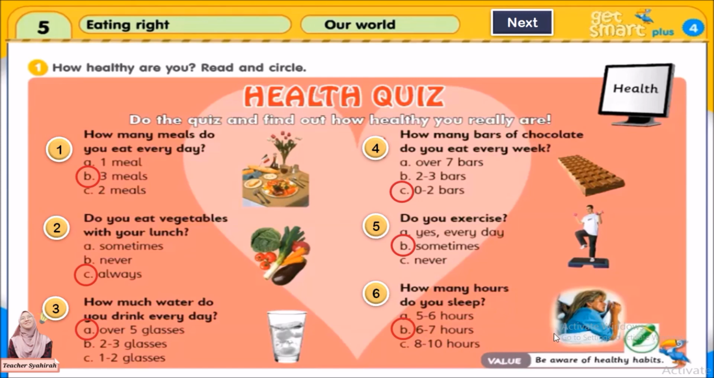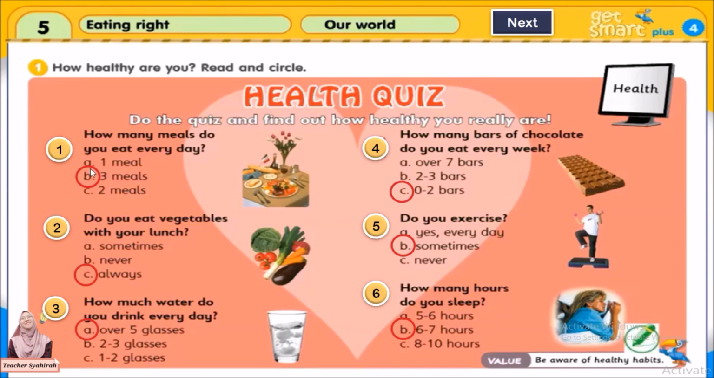Alright, so the value of this quiz. Okay, kenapa kita nak kena buat quiz ni? It's B, be aware of your healthy habit. Okay, be aware of your healthy habit mean awak kena tahu pasal pemakanan awak sama ada sihat ke tak. Okay, if it's good for your body or not. Kita kena tahu benda tu bagus ke tak untuk badan kita.